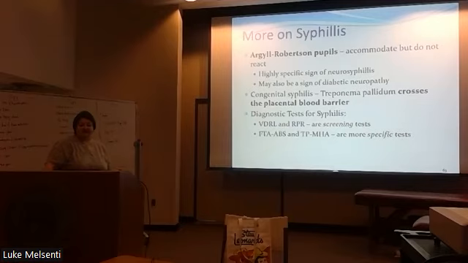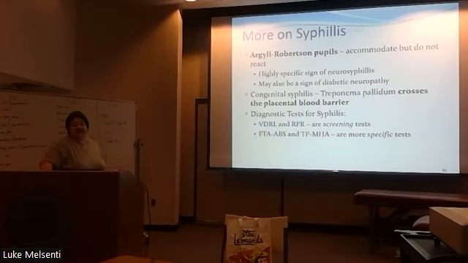Okay, more on syphilis. Argyll-Robertson pupils. These are where you get accommodation but no reaction, right? You're doing your eye tests. It's a highly specific sign of neurosyphilis. But you may also see it in patients that have diabetic neuropathies. This you may see in practice. Remember congenital syphilis, because Treponema pallidum can cross the placental barrier, and it also crosses the blood-brain barrier. Remember that. Mom can pass it to baby.